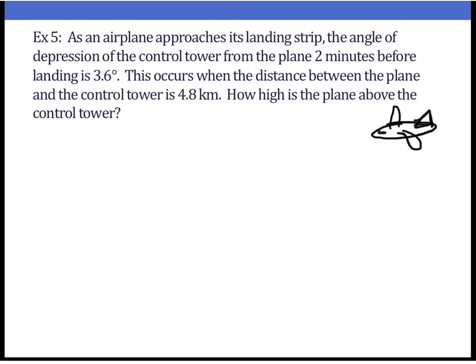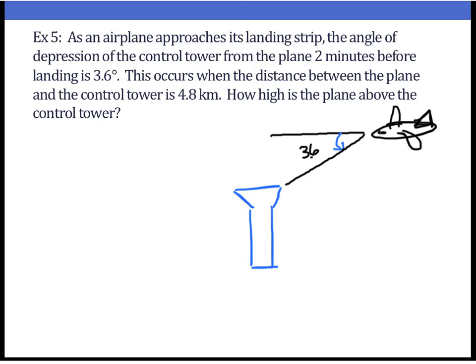There's the pilot. And now the angle of depression is from the airplane. So here's my line of sight, the top. And the angle of depression, where we're looking down, is 3.6 degrees. So it's not that much. So 3.6, to the control tower. So here's my control tower. And we want to know how high is the plane above the control tower.